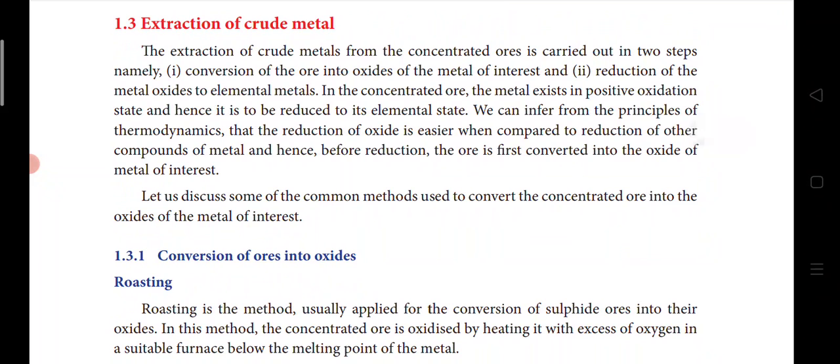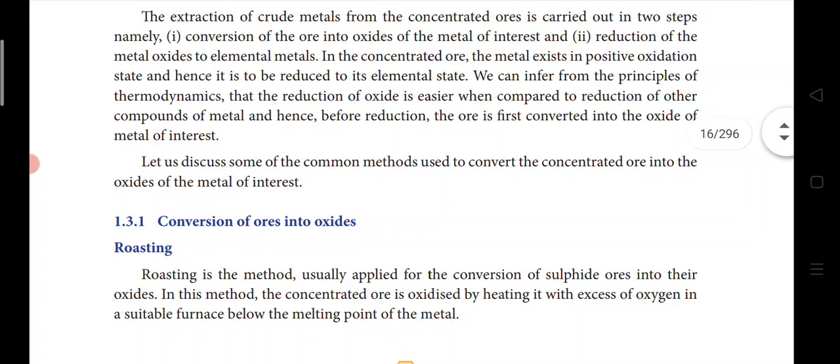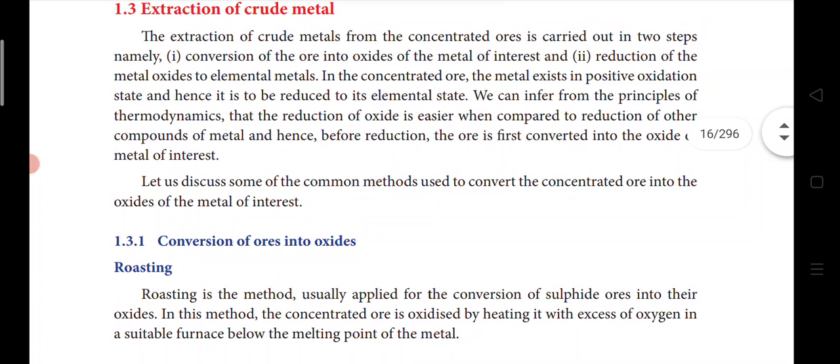Converting into its oxides means what? We have to react it with oxygen to convert it into an oxide. So if we have a concentrated gold ore, and we react that with oxygen, we will get gold oxide. That gold oxide must be reduced to get a proper pure element. That is, we have to reduce it into an elemental state. Reduction means what? Removal of oxygen. So from the metal oxide, if we remove the oxygen, we will get the element.